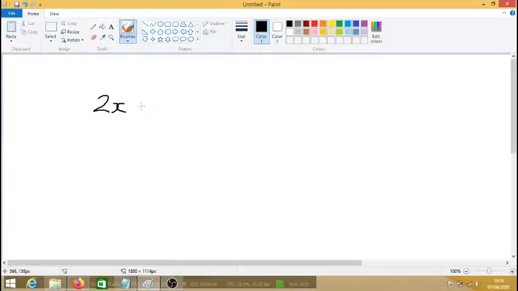First equation is 2x minus 5 is equal to 5 minus 3x. How are you going to handle this? Well, it's not nice to have x on both sides of the equation. So the principle we're going to use is the principle of a balance.